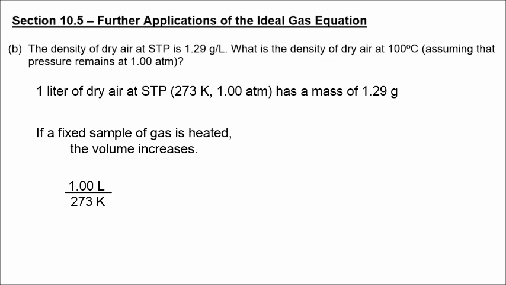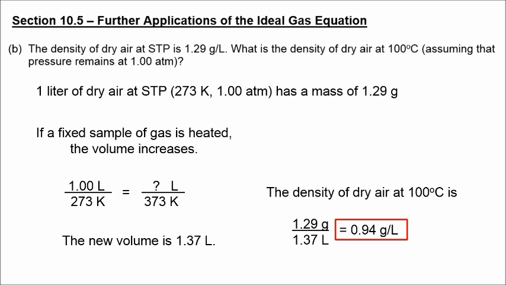So that 1 liter of dry air at STP is going to have a larger volume at 373 Kelvin, which is what 100 Celsius is. The new volume of gas would be 1.37 liters. So that same sample of dry air, which still has a mass of 1.29 grams, has a density, when you do mass divided by volume, of 0.94 grams per liter. Just as we predicted, hot gas is less dense than cold gas.